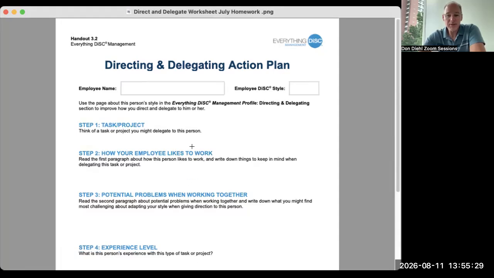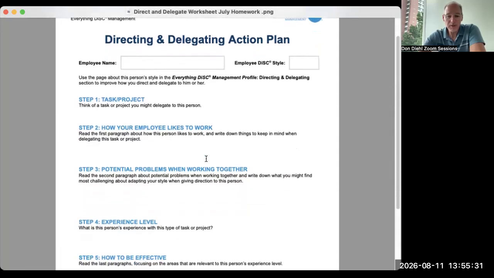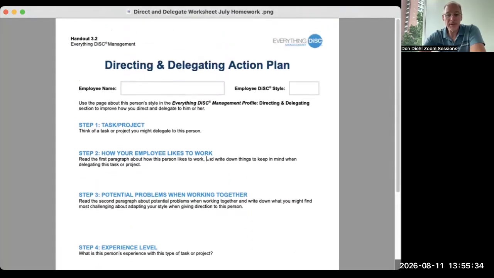So here's the first one. The first one is to complete the delegation and directing action plan. I'm going to share my screen so you can see exactly what I'm talking about. This is the action plan, this sheet that I gave to you. You might need to make a copy of that. This is to help you practice delegating and giving direction to someone in particular who is a Carnelian team member.